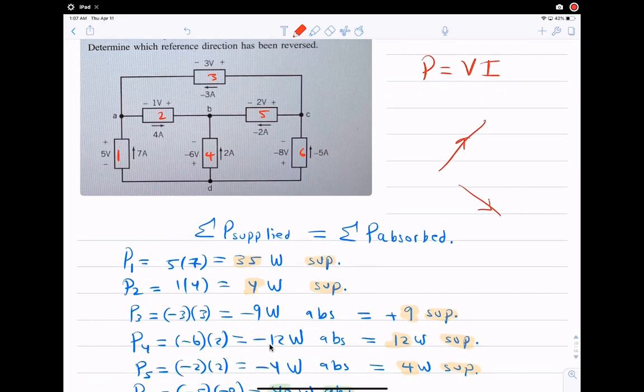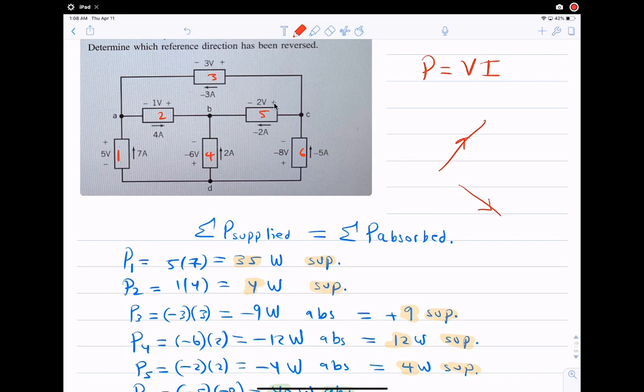Now 4, negative 6 times 2, negative 12, right? So it's negative 12 absorbed. Why? I'm moving from a high to a low. If I erase this negative sign, this becomes a supply. Power number 5. 2 times negative 2, it's negative 4 watts, right?